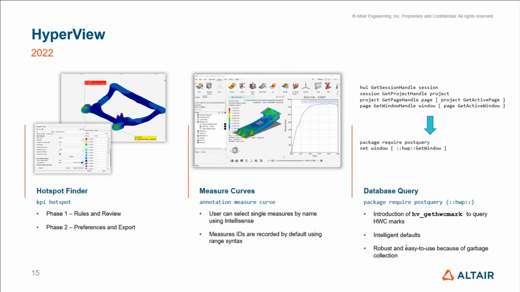And last but not least, robust and easy to use thanks to the garbage collection. If I rerun this set window line of code once again, I would not get an error regarding a handle being already defined. The garbage collection is there. I can rerun those lines. I don't have to worry about it. So huge progress on the Hyperview side, and big benefits for scripters on the post-processing.